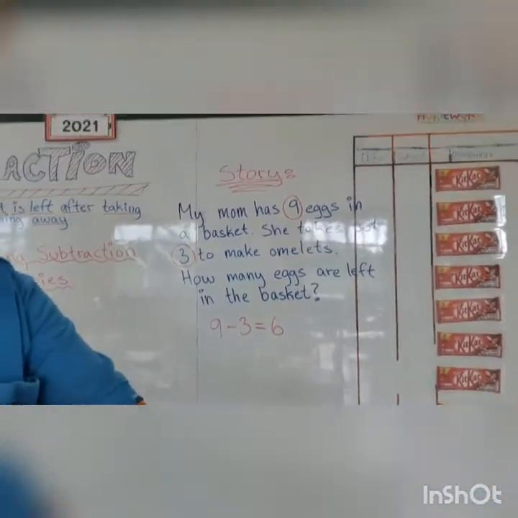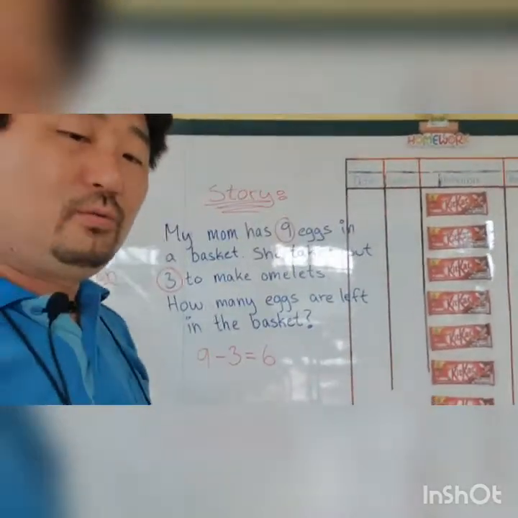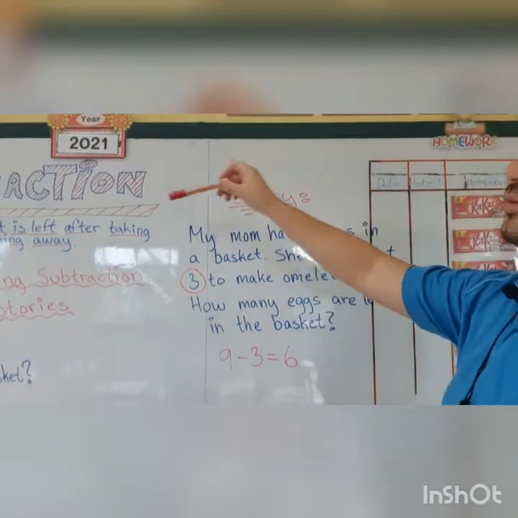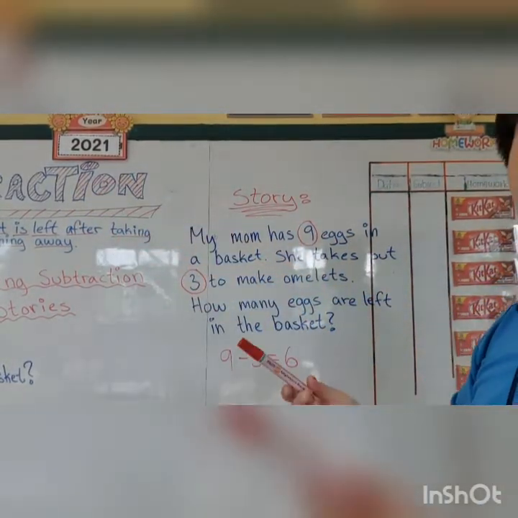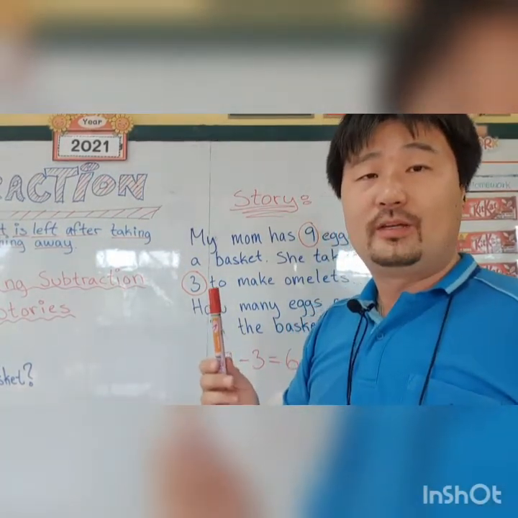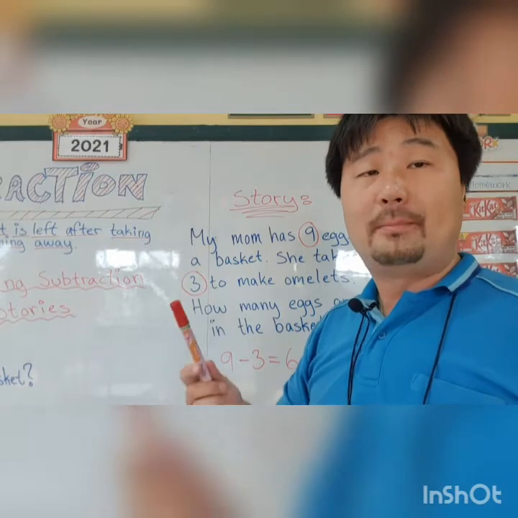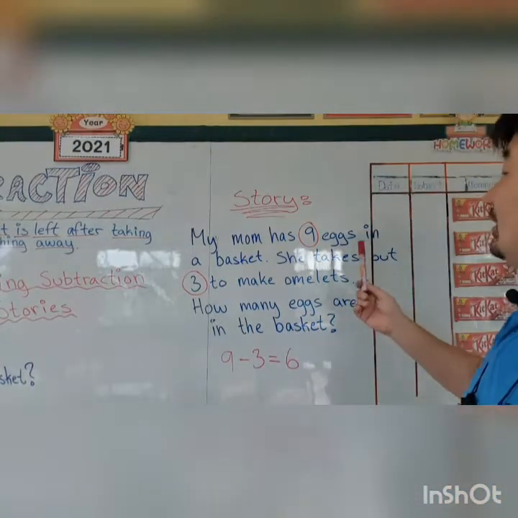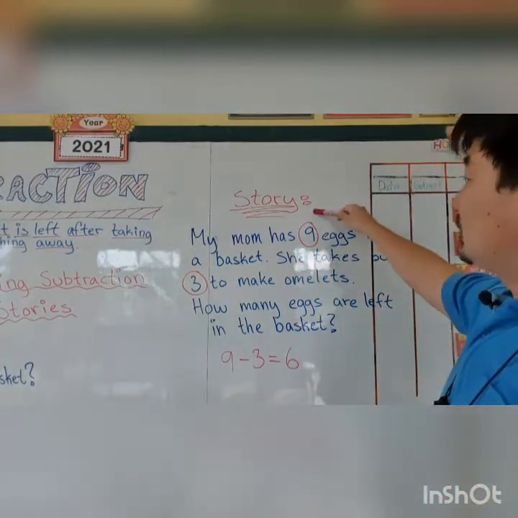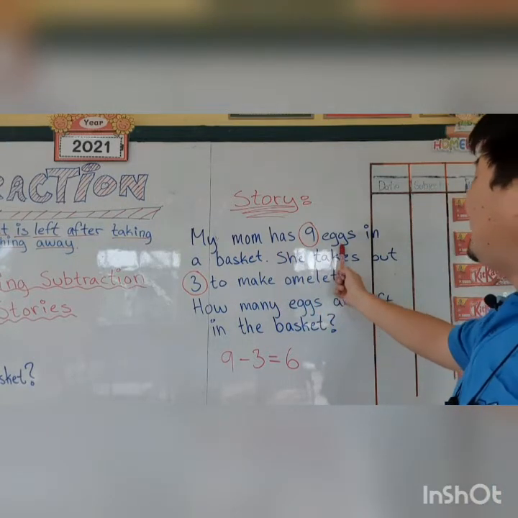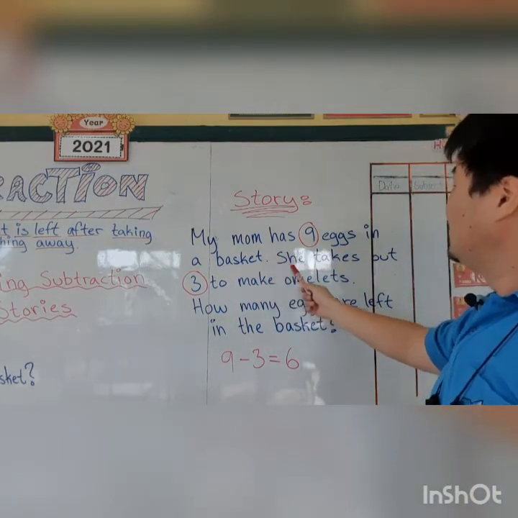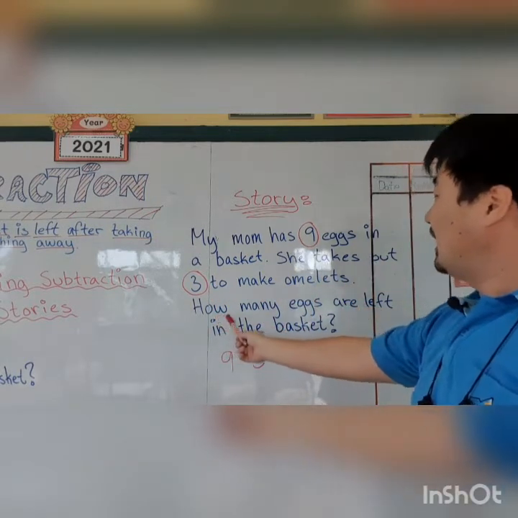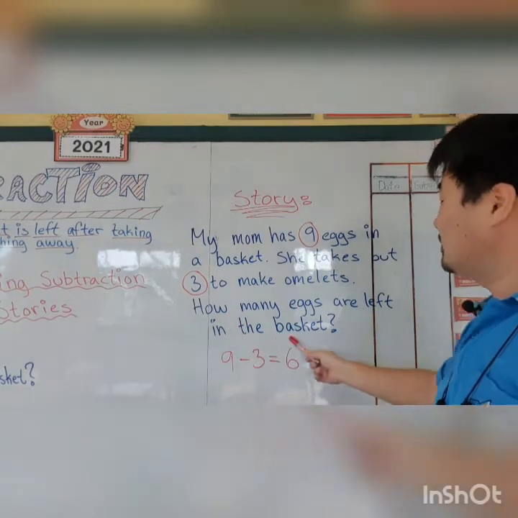Over here. Okay. So now we have the story over here. So the complete story. That was just the 3 steps of how to create a story. It can be an addition story, subtraction story, multiplication story, or division story. Okay? So now we're dealing with subtraction. So here is the complete story. My mom has 9 eggs in a basket. She takes out 3 to make omelettes. Question: how many eggs are left in the basket?